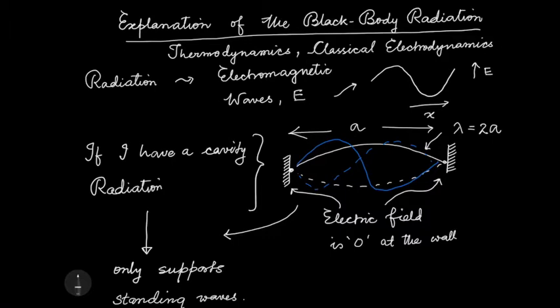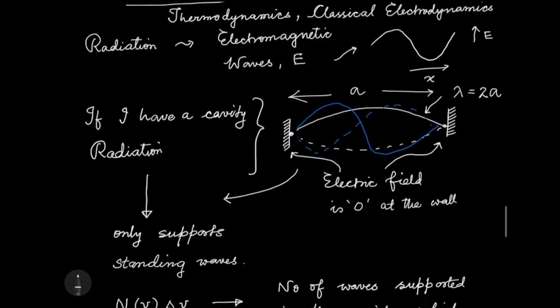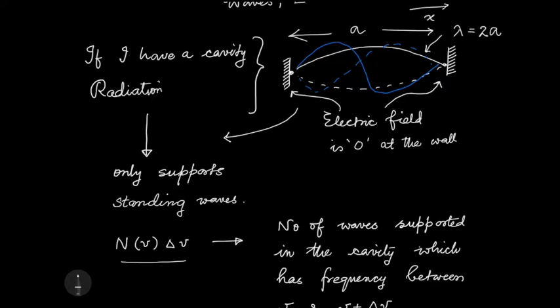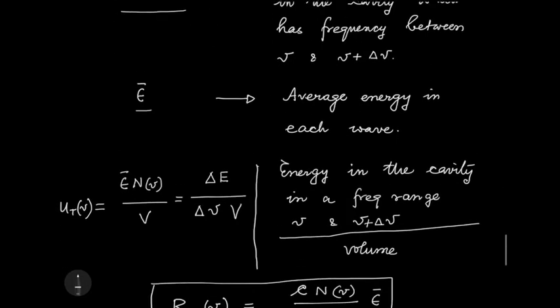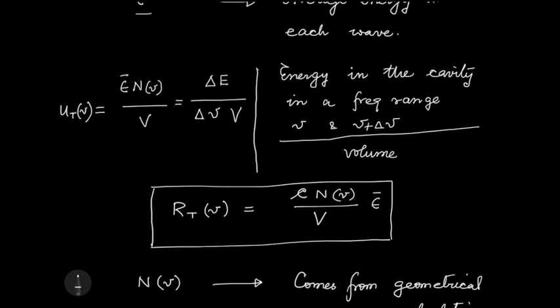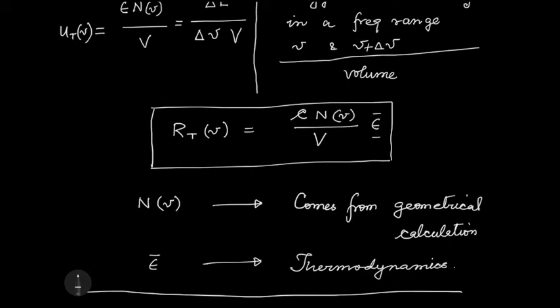And finally, we asked whether we can explain the blackbody radiation using the known physics, namely classical electrodynamics, which is the physics of radiation, and thermodynamics. We saw that if I use classical electrodynamics, then at the cavity walls one should have nodes of this electromagnetic wave. From that, if we can measure the number of waves in a frequency range nu and nu plus d nu, and the average energy in each of these waves, then I can calculate the spectral radiance in this following way. And that's where we stopped.